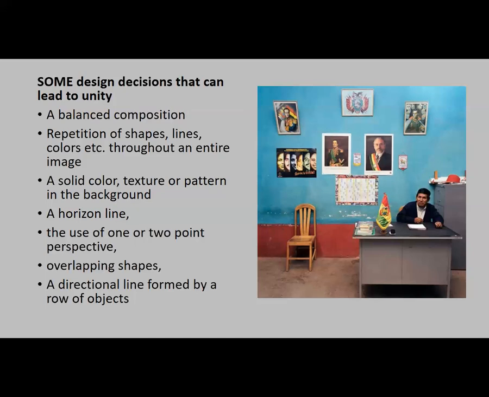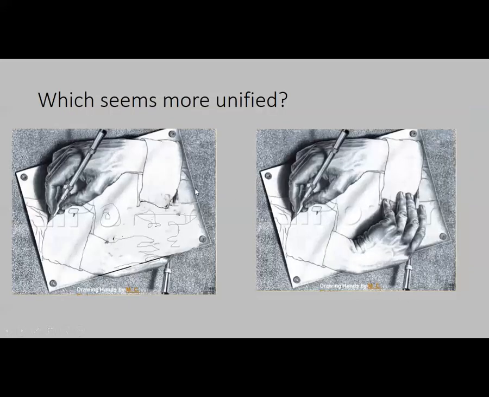And then things like the directional line formed by a row of objects. So we have this directional line, like if we follow these rows of pictures, that's creating a directional line. We wouldn't talk about these rows on this chair because there's not enough of them. Okay, so we're going to look at these pictures and see which one seems more unified.